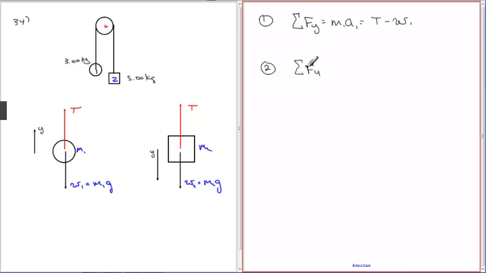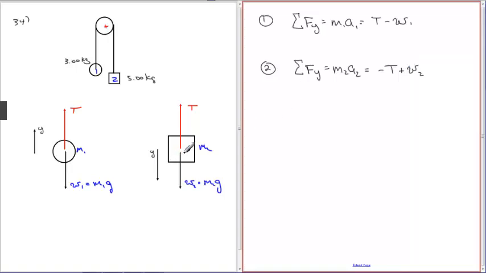If we look at the second body, the sum of the forces in the y direction is equal to m2 times a2, and in this case we have the tension pulling. In this case it's actually negative because positive y is down, so this is going to be negative T, and then these go in the same direction, so it's going to be plus W2.